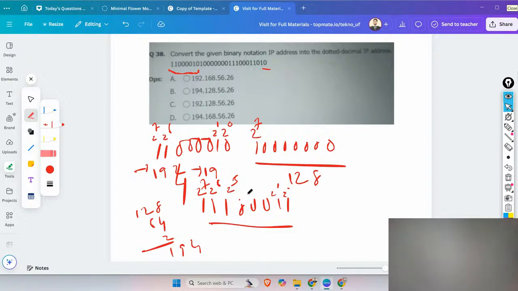Sorry, I'm missing something actually. It should be 56. Okay, actually you don't have to check further because in every option 56 and 26 are common, right? So you only have to check the first two octets, 194 and the next. So we have achieved that. First one is 194 and second one is 128, right? So you can go with 194.128. You can see this is the only option we have, so we can go with the second option.